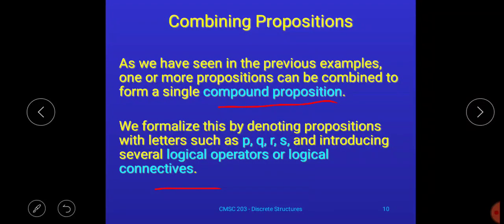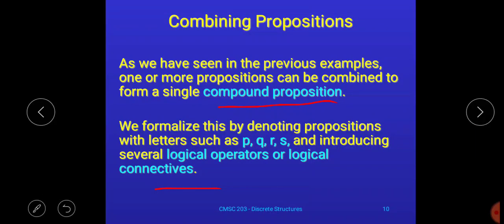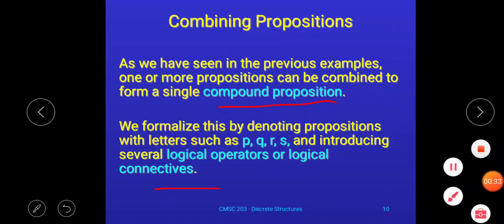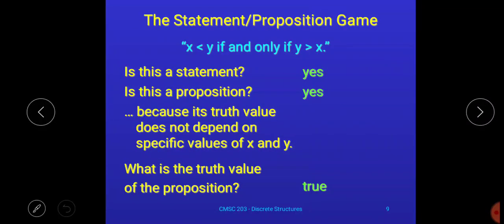In the previous session we discussed what is compound proposition. Then we discussed what is use of logical connectives. Compound proposition means it is a collection of one or more propositions connected together. And what is use of logical connectives? Logical connectives are used to connect two propositions together. In the previous example we discussed that if and only if is one example of logical connectives.